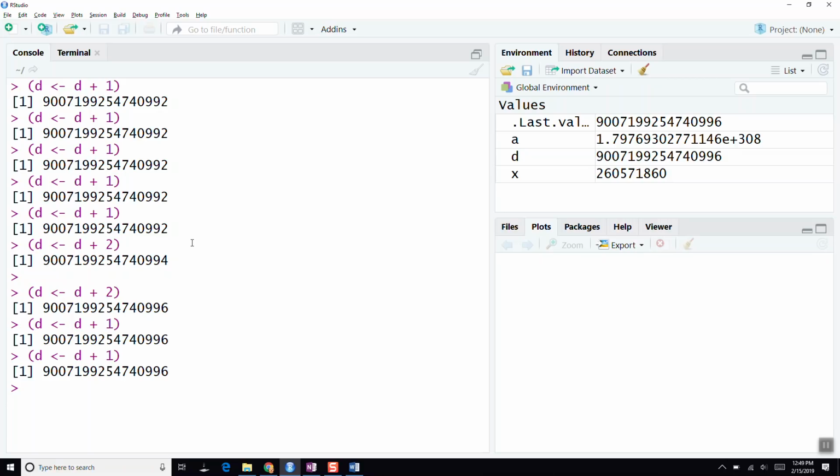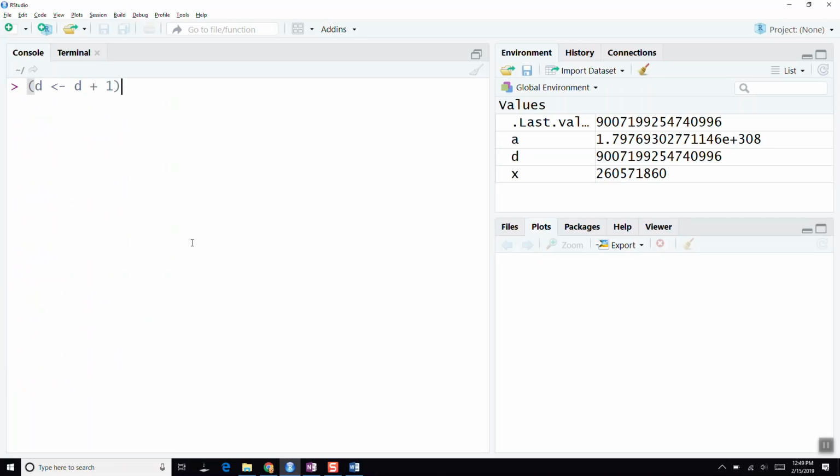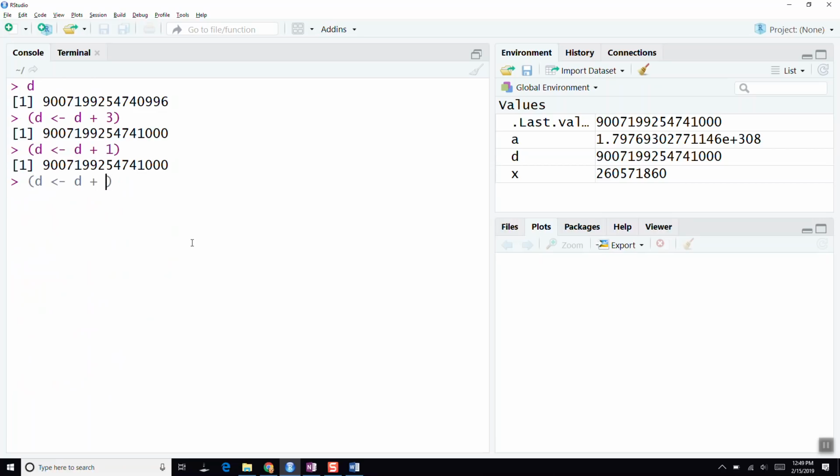Yes? If you add 3, will it only add 2? I think it'll, let's see. So right now, D is this. If I add 3, it adds 4 to it. But if I try to add 1, it can't do it, but I can add 2.